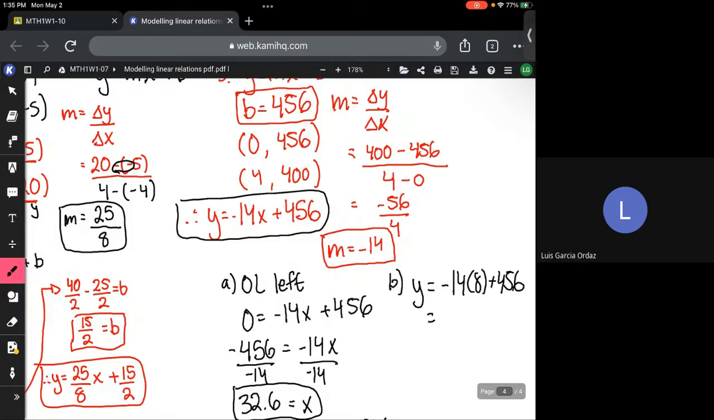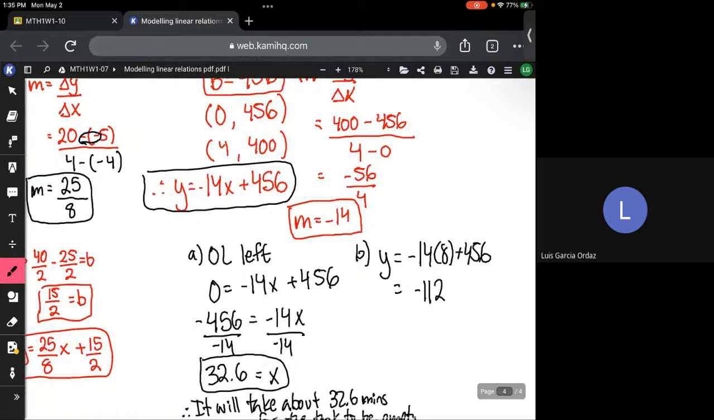Can someone tell me what negative 14 times 8 gives me? Negative 112. David, what's negative 112 plus 456? That equals 344. So therefore, at 8 minutes, the tank will have 344 liters left.